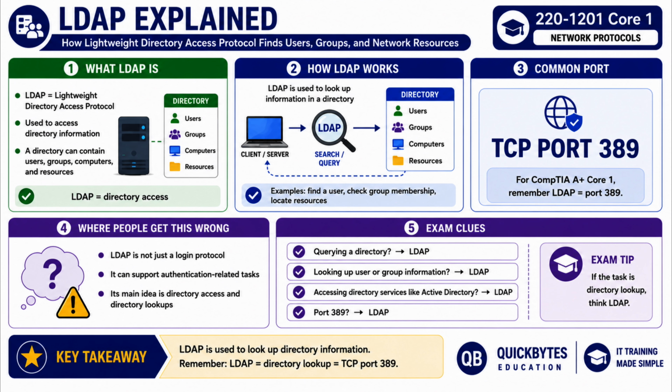LDAP stands for Lightweight Directory Access Protocol. That sounds technical, but the idea is simple. LDAP is used to access directory information. A directory is like a database of users, groups, computers, and resources on a network. In many business environments, LDAP is used with directory services like Microsoft Active Directory. So if a system needs to look up a user, check group membership, or find directory information, LDAP may be part of that process. For CompTIA A+ Core 1, the common LDAP port to remember is TCP port 389.